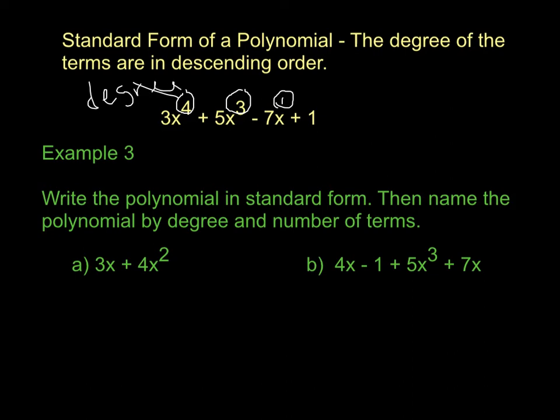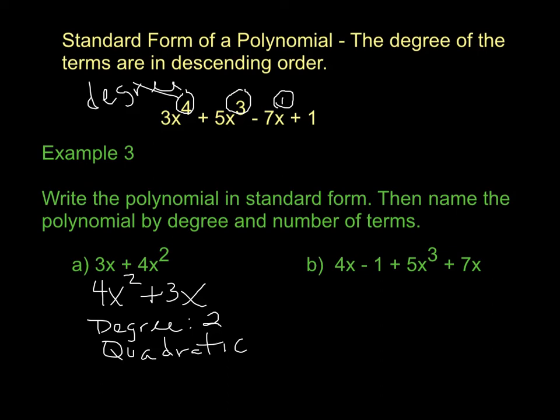So in example 3, we want to write the polynomial in standard form and then name it by degree and the number of terms. So in A, the largest power is the x squared, so I move the 4x squared to the front, and then the 3x goes next. The degree, by the exponent there, is 2. We consider that to be a quadratic. So that is naming it by the degree. It is a quadratic, and by the number of terms, since there are 2 terms, it is a binomial.